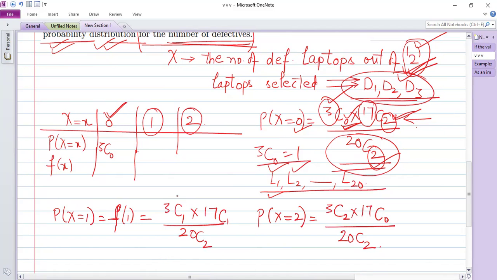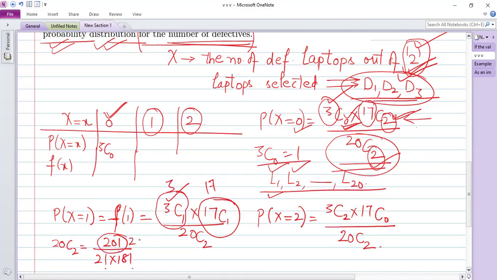If such a question is in an exam, then we should simplify these values. So this is nothing but 3 and this is nothing but 17. And now 20C2 is nothing but 20 factorial divided by 2 factorial into 18 factorial. Now this 20 factorial is 20 into 19 into 18 factorial. So 18 factorial gets cancelled, and 2 factorial cancels here. So 10 into 19 gives us 190. Such simplifications must be done in the exam to score better marks.